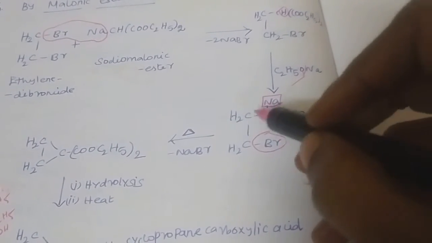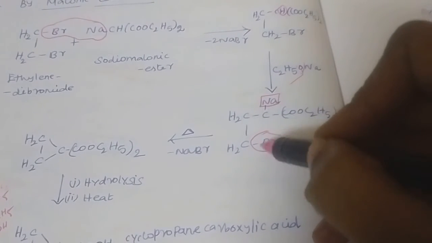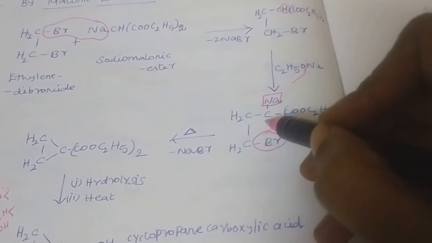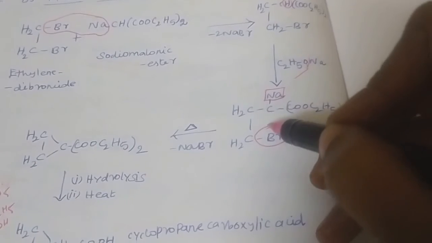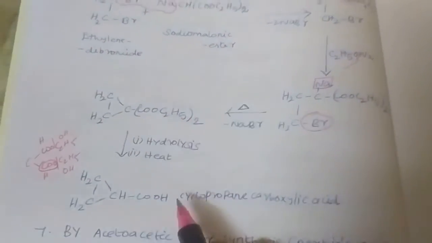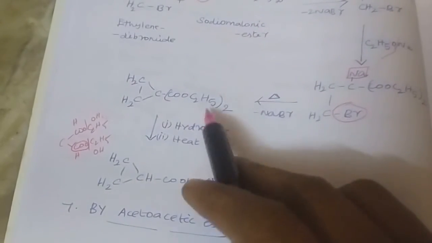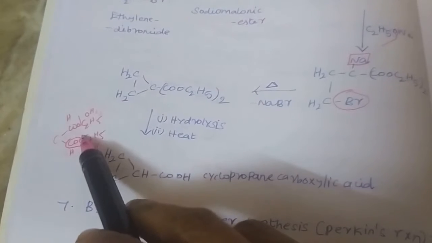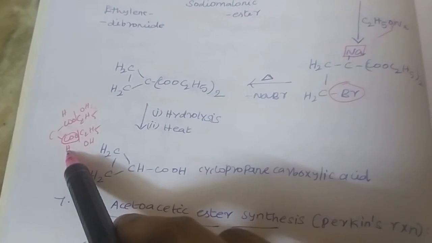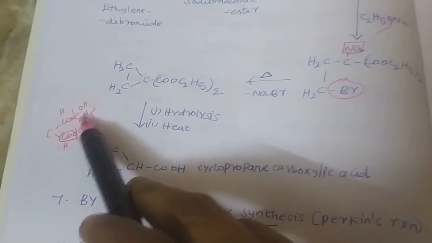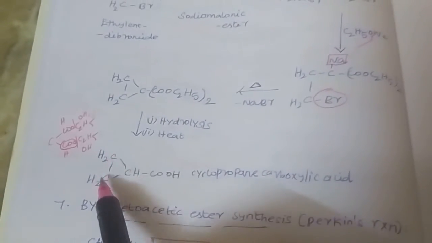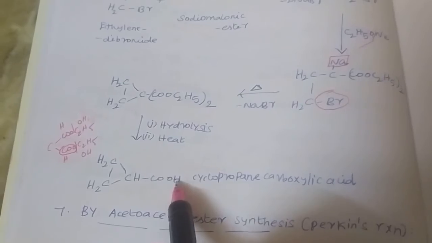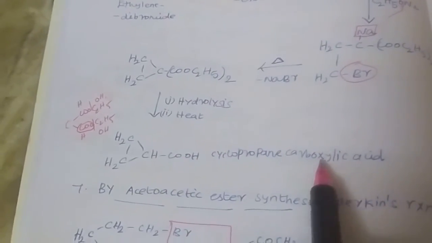So next step is cyclization. So this sodium and bromine are removed. So here the carbon-carbon bond is formed. So CH2CH2C(COOC2H5)2, which undergoes hydrolysis. Both the ester groups are converted to acid, followed by heating. 1 mole of CO2 is removed. So what is the product? CH-COOH, CH2CH2. You get cyclopropane carboxylic acid.